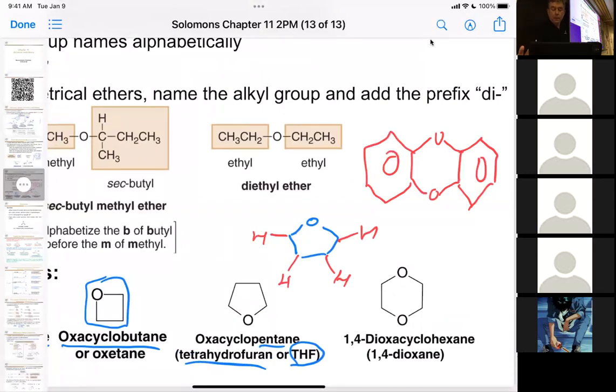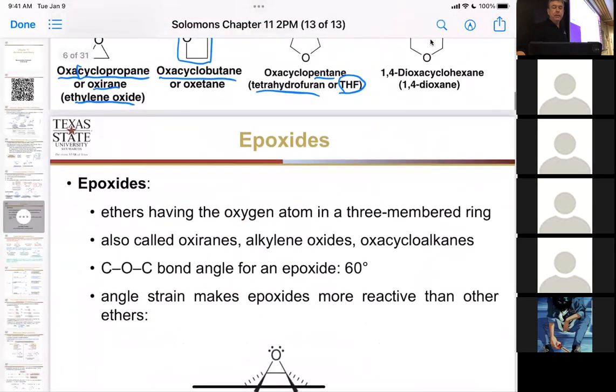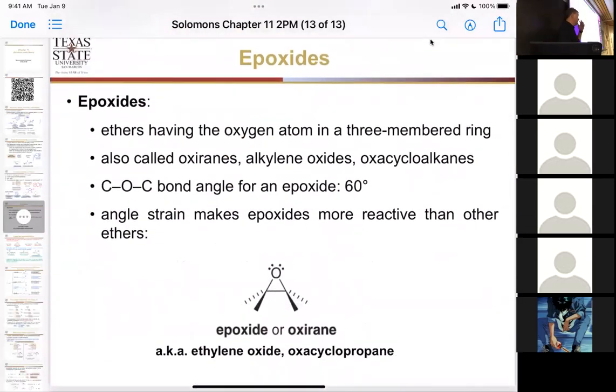So, okay. So now let's talk about the most fun group of ethers, and that's the epoxies, okay? The epoxies are the most fun because they are the most reactive. Once you get up to tetrahydrofuran, we use it as a solvent because it doesn't react with acid, it doesn't react with base. It's very, very stable. But this ether is not as stable. It reacts very quickly. Why?